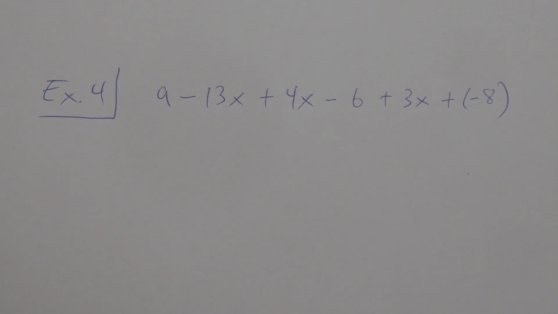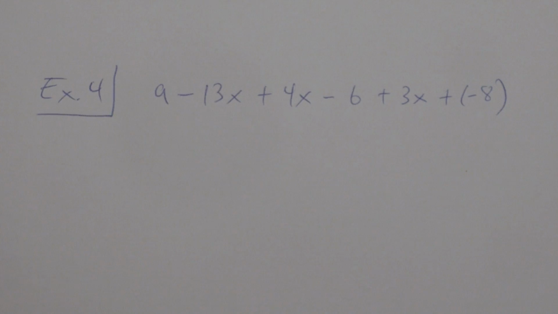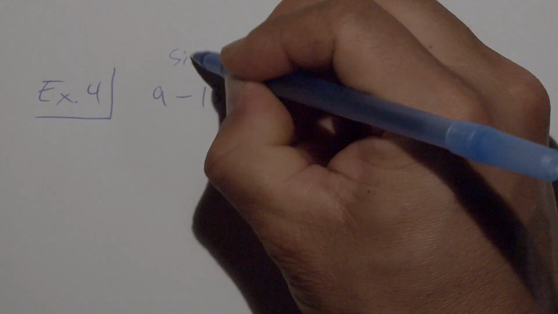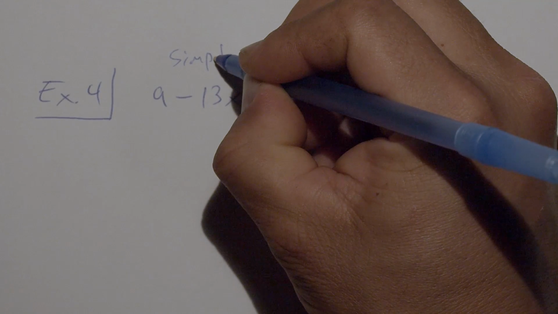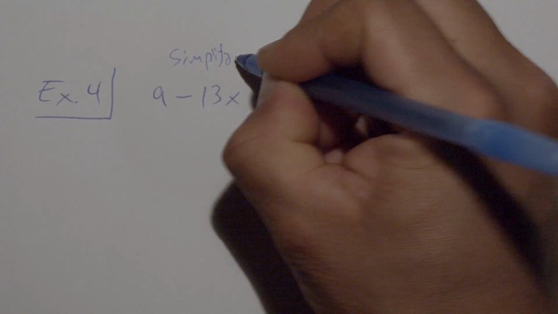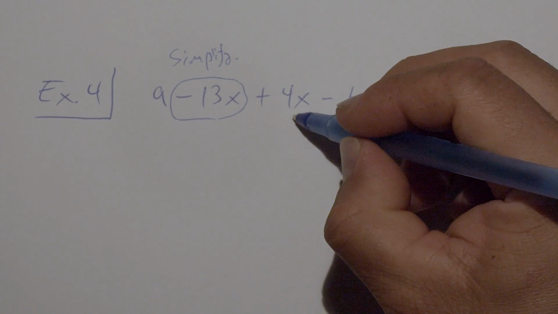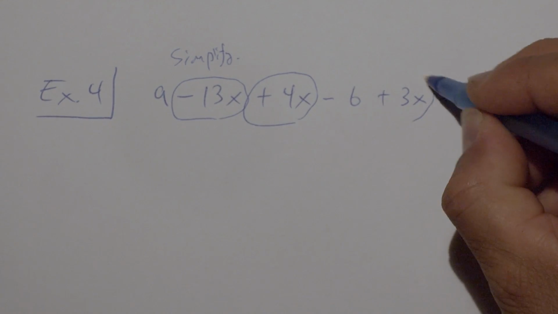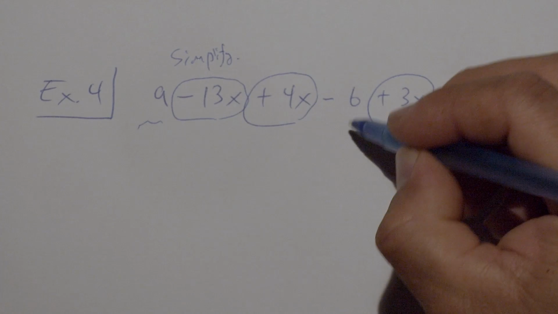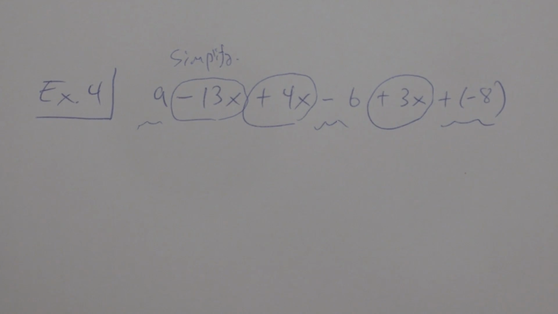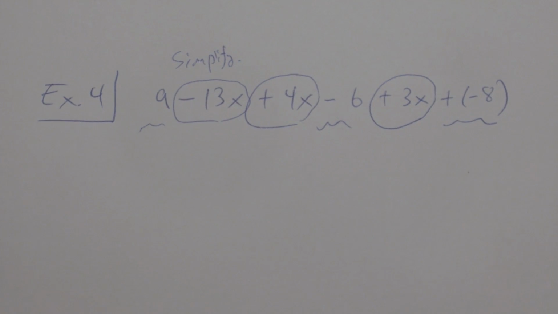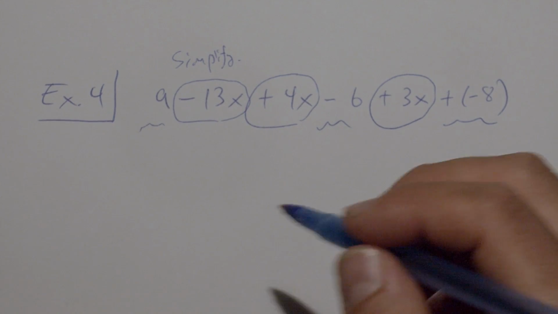And here is our last example. I'm just going to go through and circle all the like terms. Again, they'll ask you to simplify. And what do we got? We got a negative 13x. We got a positive 4x. We got a positive 3x. And then these are just numbers, right? So all those are going to be combined. If you wanted to, you could do a lot of these at once. Well, I'm just going to take the long route.